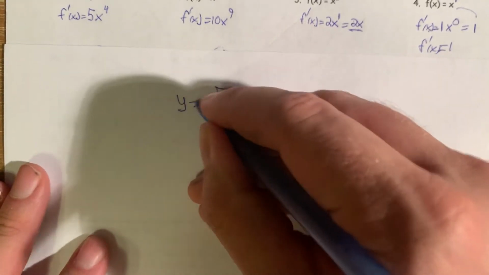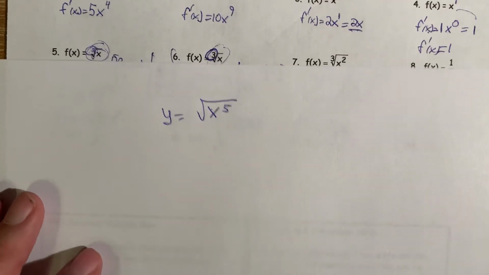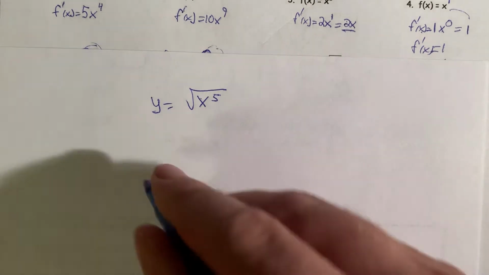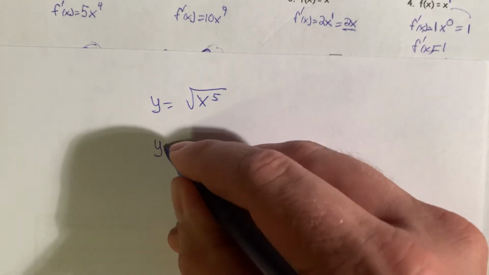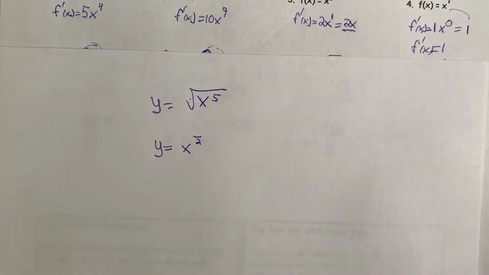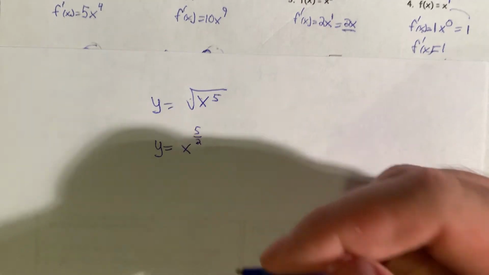Let's do the square root of x to the 5th. And we're going to put y equals square root of x to the 5th. Go ahead and try this one. We're going to rewrite it. This is x to the, it's the square root, so 2 in the denominator. x to the 5/2 power.